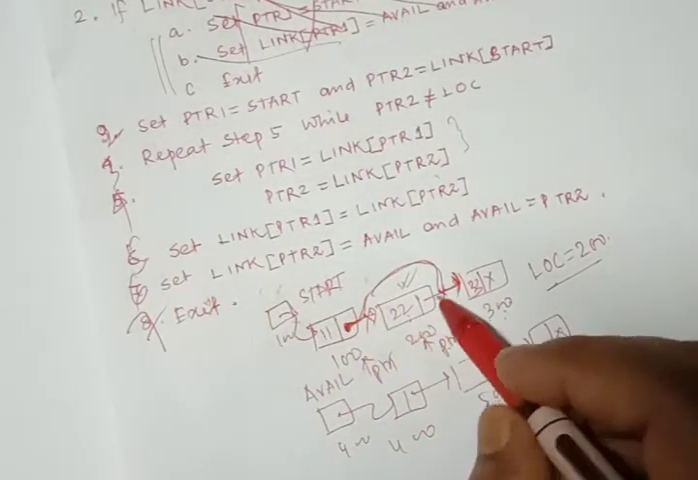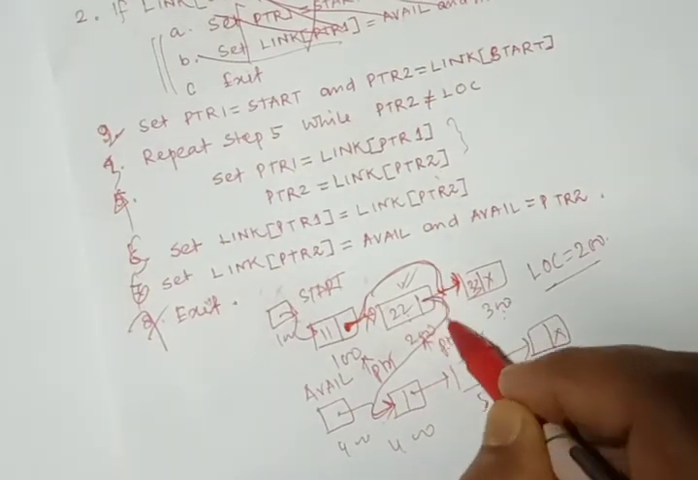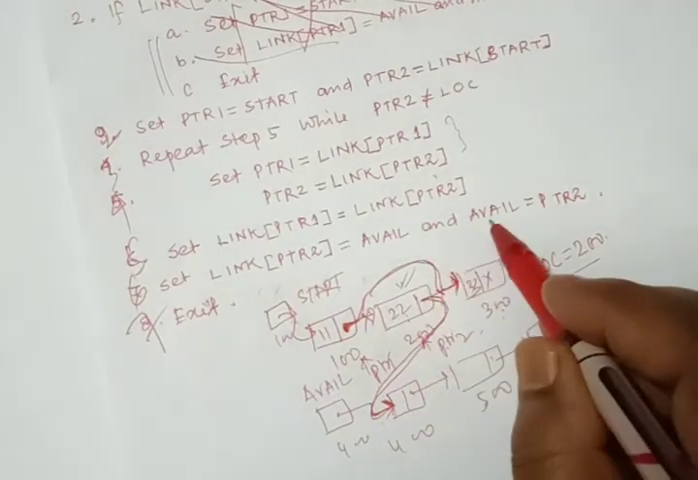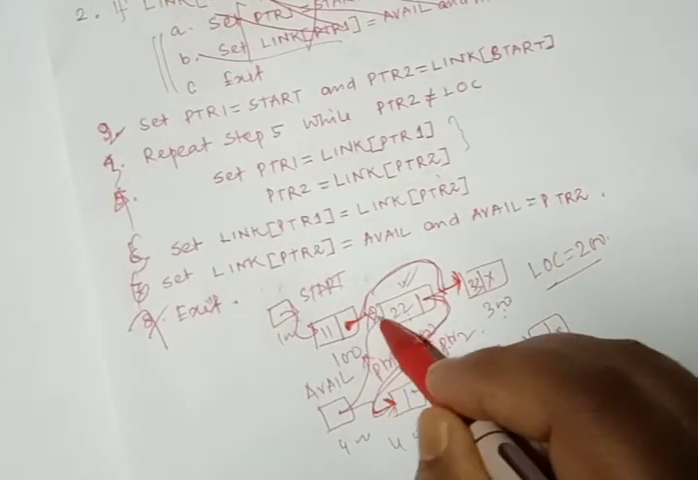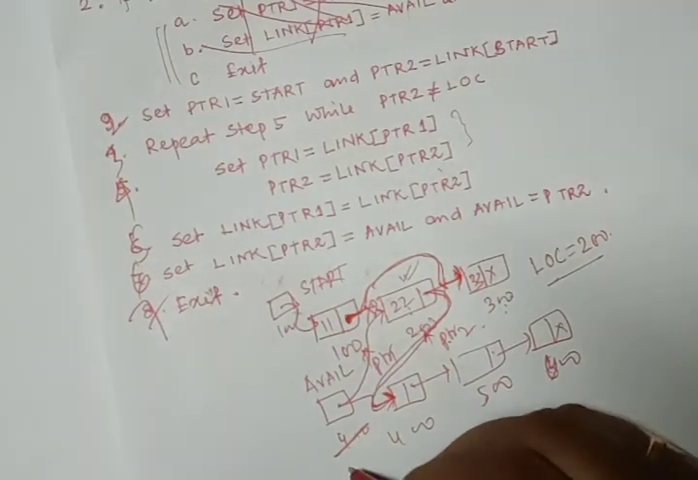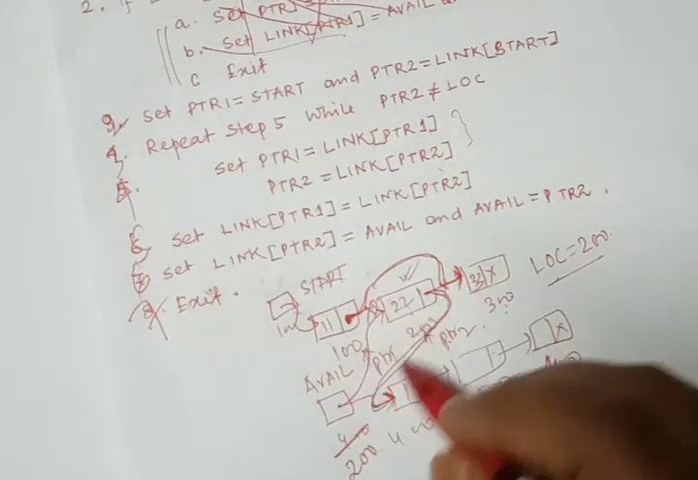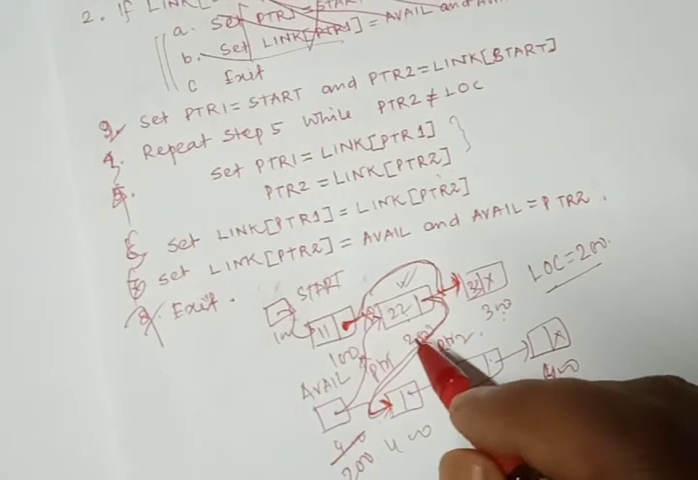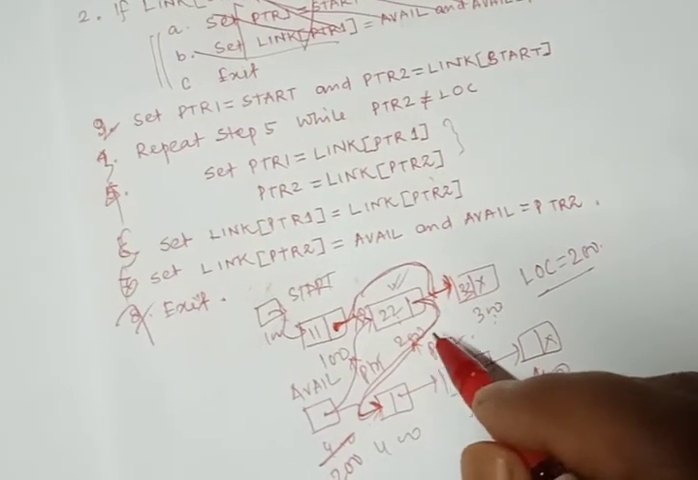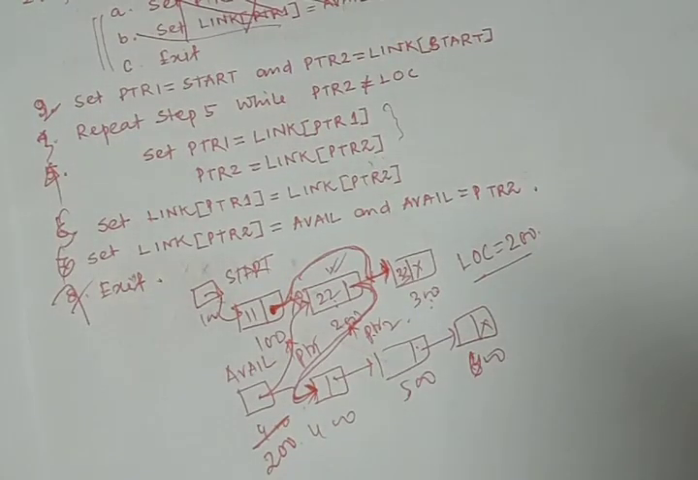Now the link of ptr2 connects with the avail, and avail equal to ptr2. So the value of avail will change, and the new value of avail is 200. So this is how the three cases of the deletion algorithm work. With this, I conclude this video.